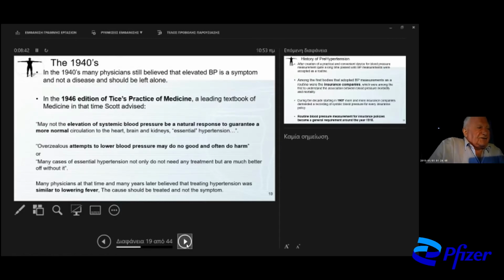In 1946 edition of Thay's Practice of Medicine, a very famous textbook, leading textbooks, it was written, "May not the elevation of systemic blood pressure be a natural response to guarantee a more normal circulation? And overzealous attempts to lower blood pressure may do not good and often do harm." So many physicians thought that elevation of blood pressure is a symptom which its lowering will not cure the patient.